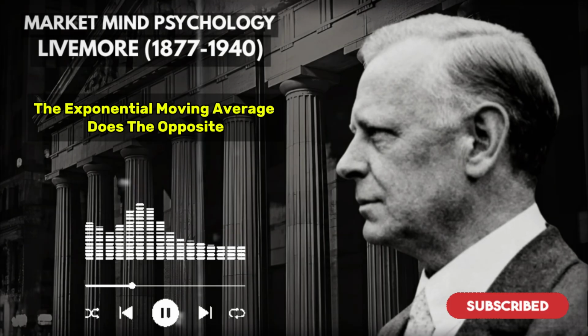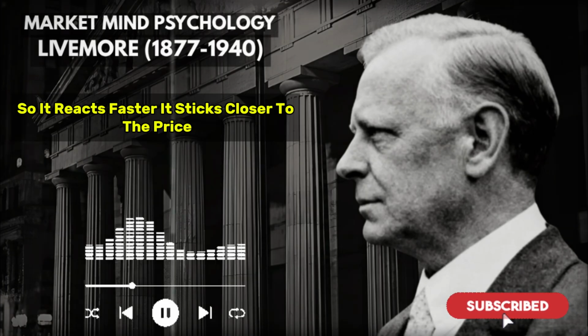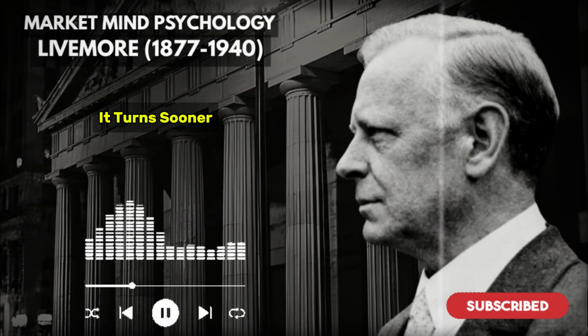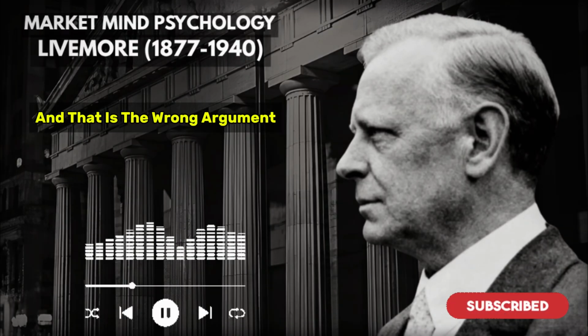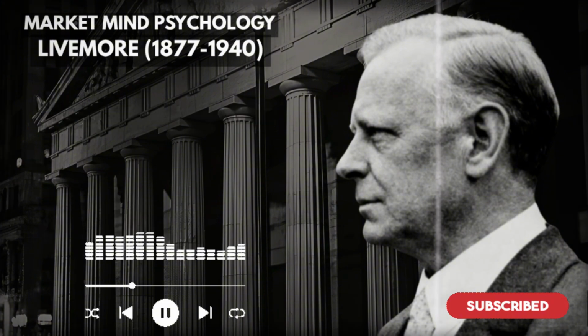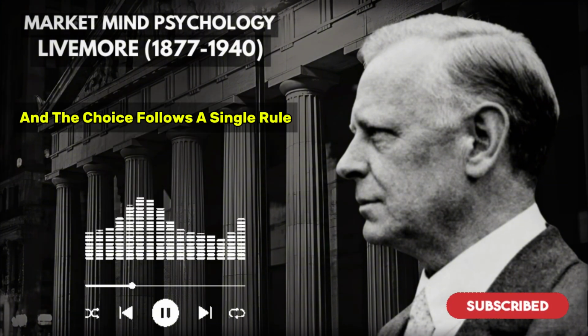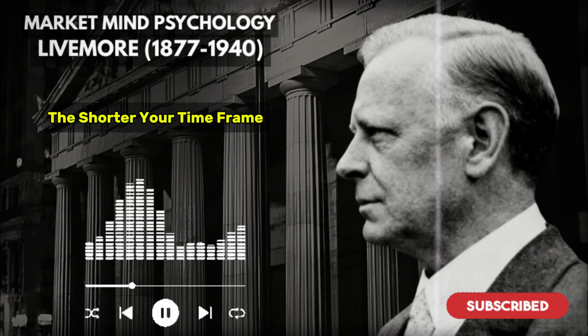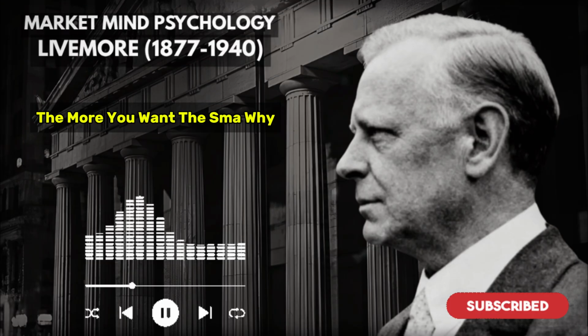The exponential moving average does the opposite. It gives more weight to the most recent prices, so it reacts faster, it sticks closer to the price, it turns sooner. Now, traders argue about which one is better, and that is the wrong argument, because neither one is better. They are different tools for different jobs, and the choice follows a single rule. The shorter your time frame, the more you want the EMA. The longer your time frame, the more you want the SMA.